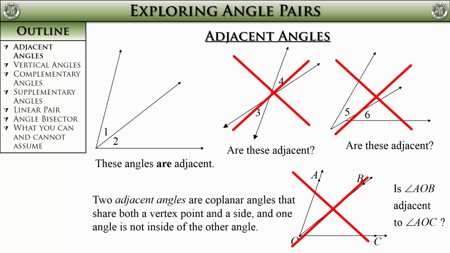Which brings us to this definition. Adjacent angles must share both a vertex and have a common side, but not have one angle inside the other. That's a lot of wording, but in general, adjacent angles just need to look like angle 1 and angle 2.